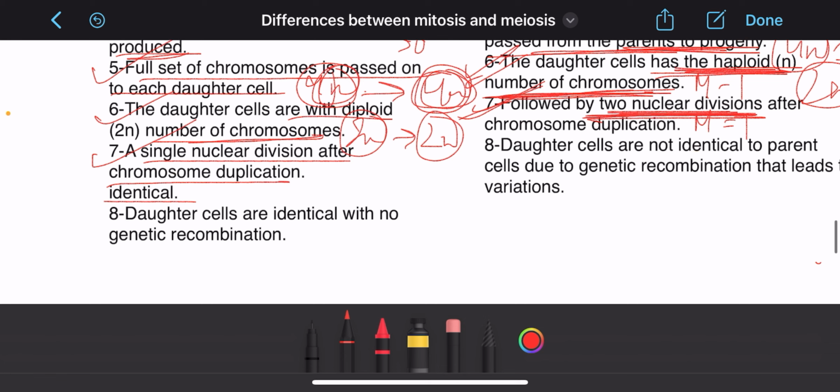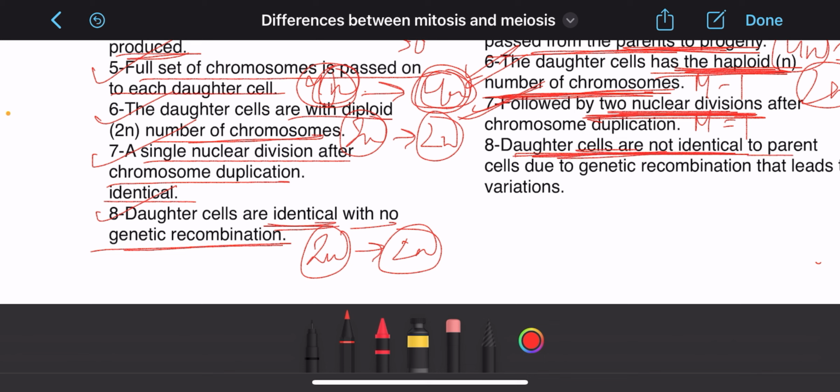Now, the eighth difference is that the daughter cells are identical with no genetic recombination, because in the cells which are produced, there is no crossing over. 2n will produce 2n cells. That means they are identical. And in the case of meiosis, we find that the daughter cells are not identical to the parent cells due to genetic recombination that leads to variation.